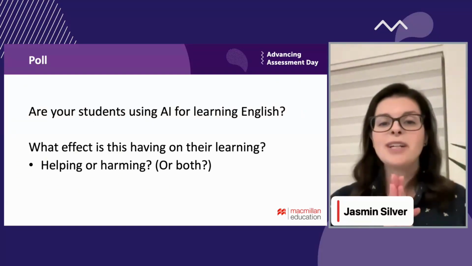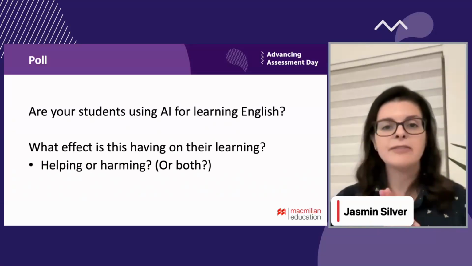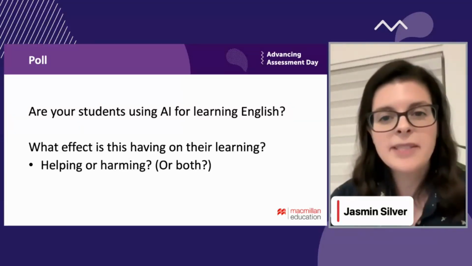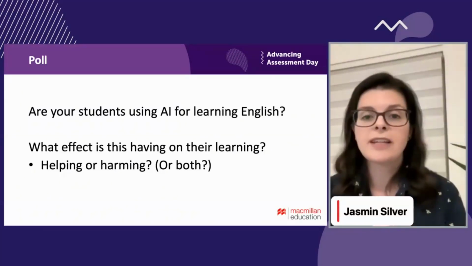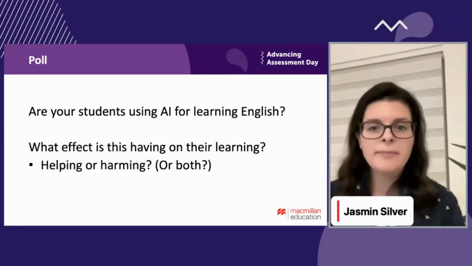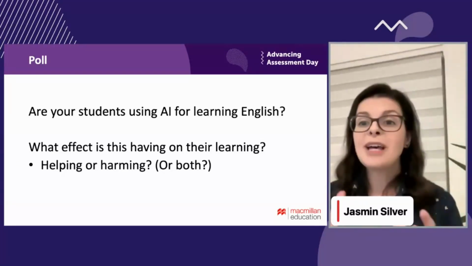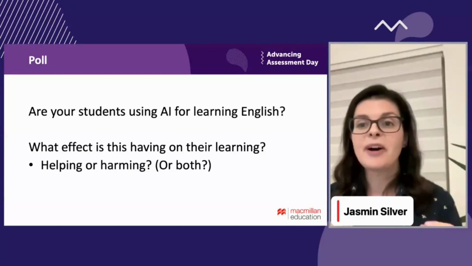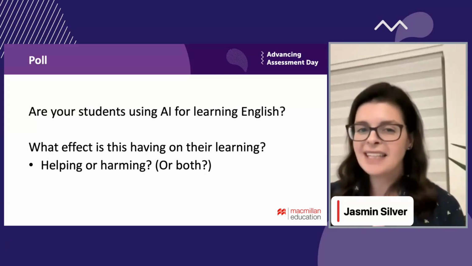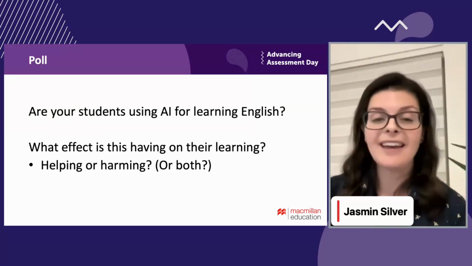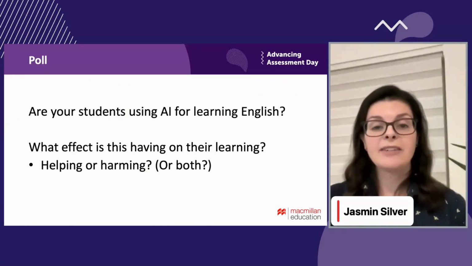Okay, brilliant. If we can close the poll and just get a sense of roughly what the figures look like. Okay, so it looks like 70% of you are saying that you know that your students are using AI. 10% say no and 20% are not sure. And of course, that will probably depend on the age of your students. So I imagine if you're teaching pre-primary or primary, it's unlikely that they'll be independently using AI. But at adult and secondary, we see a lot of usage now.